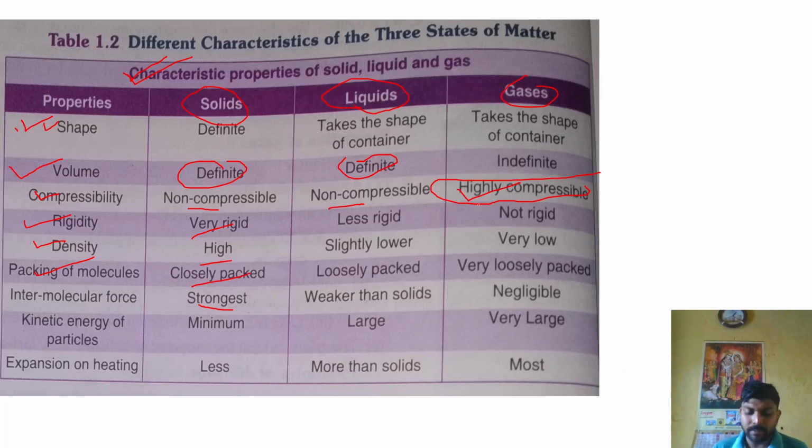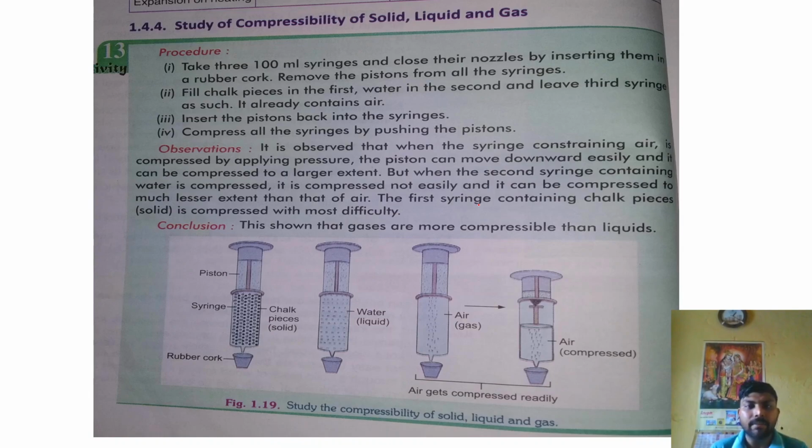Now we move to the next slide, where we can see an activity to study the compressibility of solid, liquid and gas. We take three syringes and close the open nozzle of each with a rubber cork. In one syringe we take chalk powder, in the second we take water, and the third has just normal air. When we push the piston, we observe that we cannot compress the first one with chalk. The water can be pressed, but it is very difficult to compress. But the air can be compressed easily.